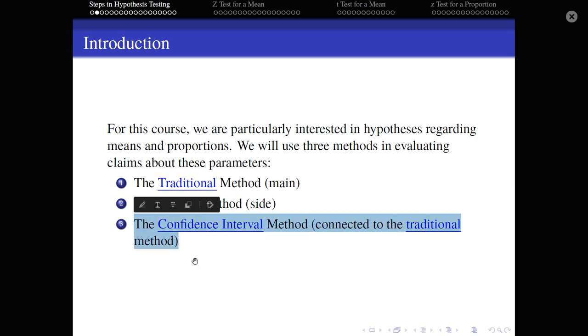Of all of these methods, this is the most endorsed method by the American Statistical Association at this time because the confidence interval method gives some data on what is reasonable to assume in addition to whether or not a particular claim is supported by data or not.